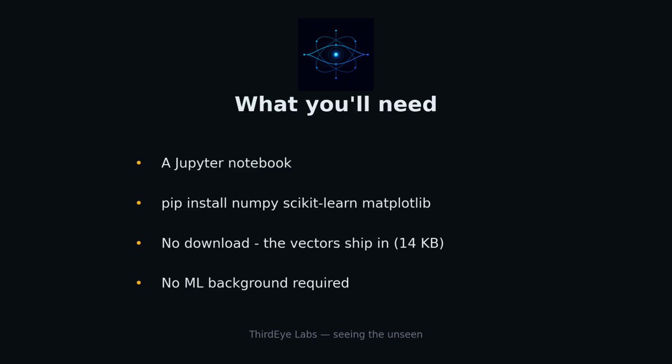Quick setup while the notebook warms up. Everything runs in a Jupyter notebook. You need 3 libraries, NumPy for the math, scikit-learn to check our work, and matplotlib for the plot. Install them once with pip install numpy scikit-learn matplotlib. There is nothing to download. The word vectors ship as a tiny 14 kilobyte file. No machine learning background needed.